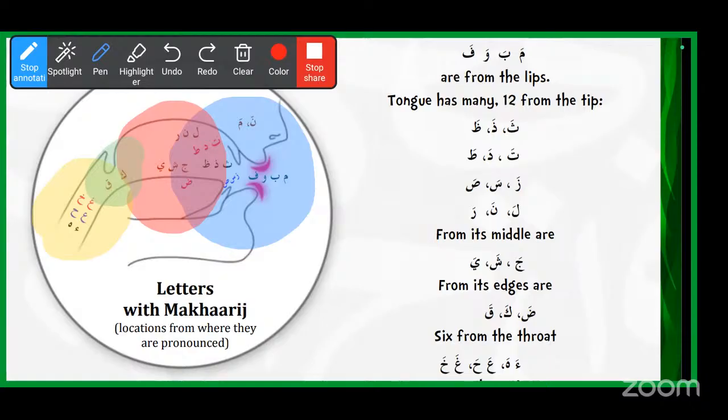Please let me know, is it Sod? Yes, that's correct. Your pronunciation is correct for Sod.